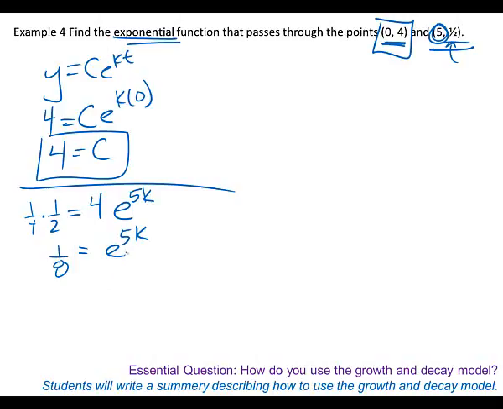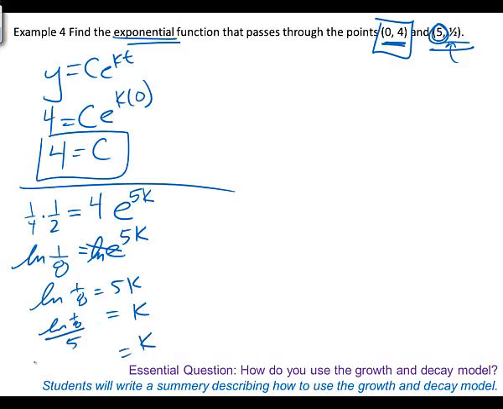All right, how do we undo the e? We're going to natural log both sides. I almost didn't leave enough space for it there. So the e and the natural log go. We have natural log of 1/8 equals 5k. So we've got natural log of 1/8 divided by 5. So you tell me in the calculator, it will turn out to be a negative answer. Tell me what you're getting in the calculator.